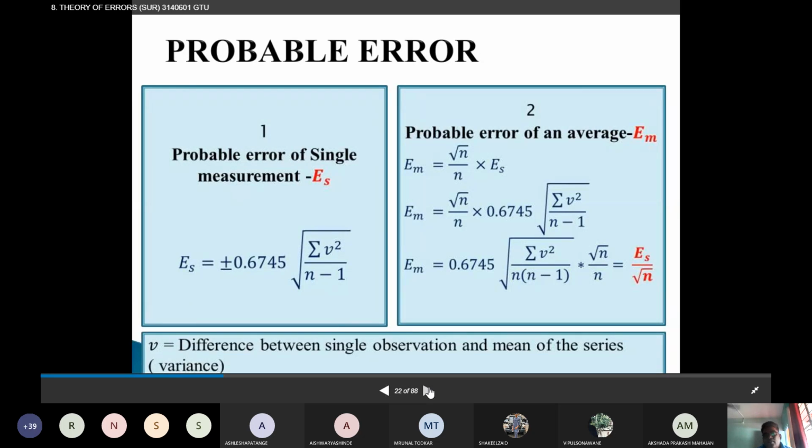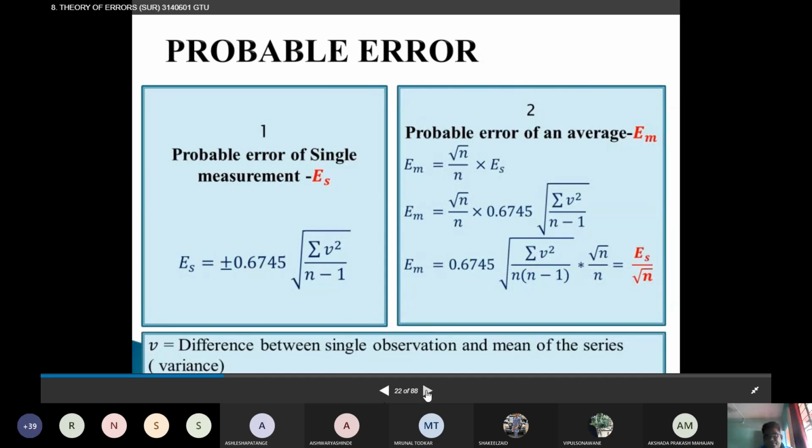Second part, probable error of an average, it denotes the EM value. How is it calculated? EM is nothing but root n by n into the ES value. ES is the error in the single measurement, and finally you do these calculations and this error can be worked out by using this equation. EM is equal to ES by the root of n.